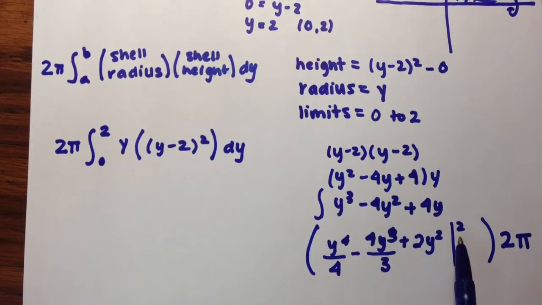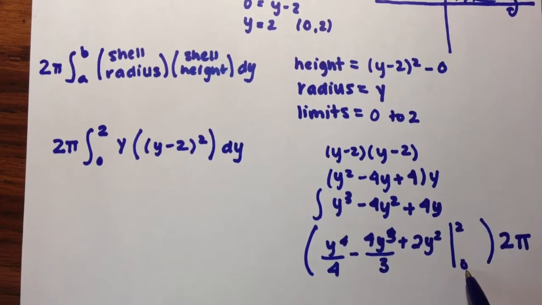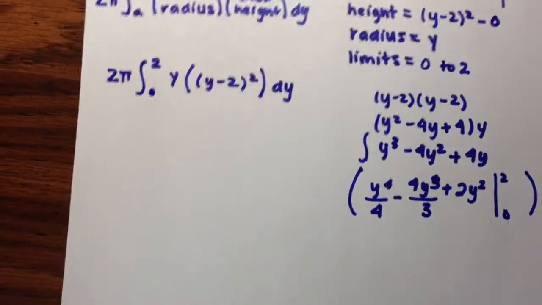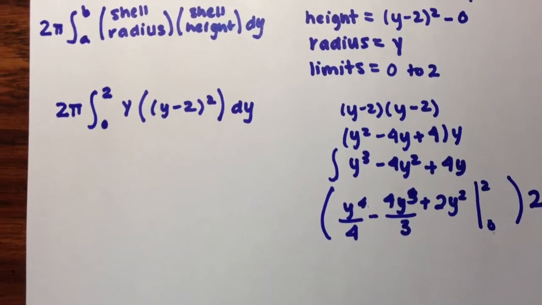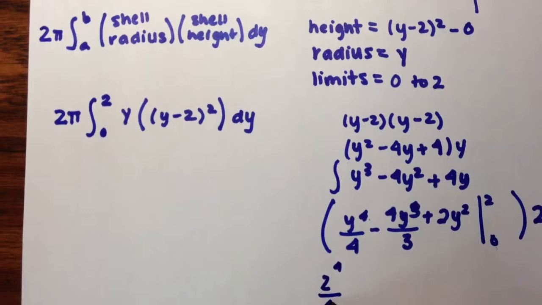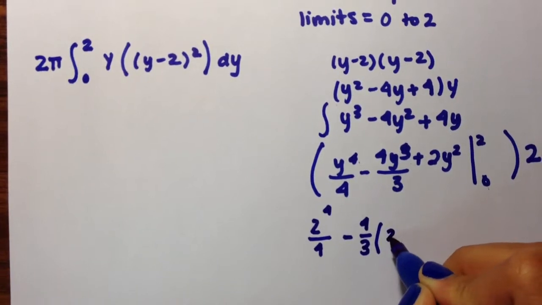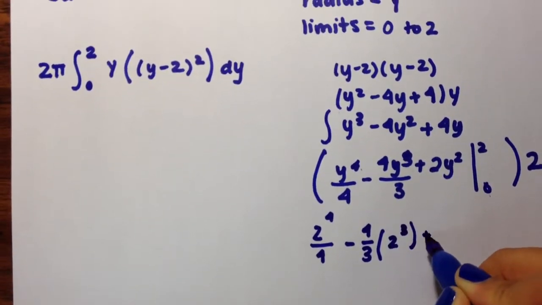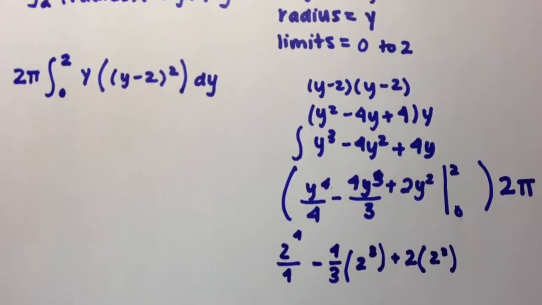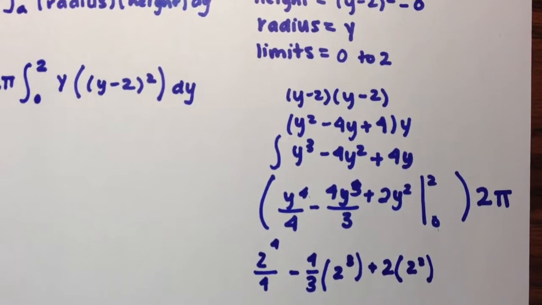Now once we have all of this, we're going to find the value by plugging in these two limits. But if we plug in 0, everything's going to cancel out since every term has y. So all we have to do is plug in the 2. If we plug in the 2, what we're going to get is 2 to the 4th over 4 minus 4 thirds times 2 to the third plus 2 times 2 squared. And all we did was plug in the 2 for every y.